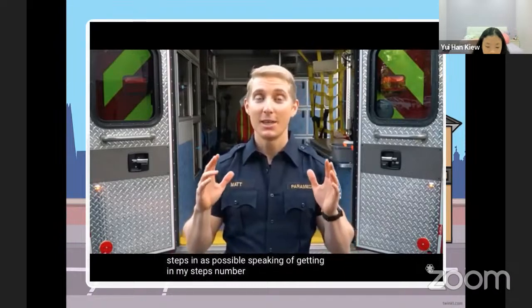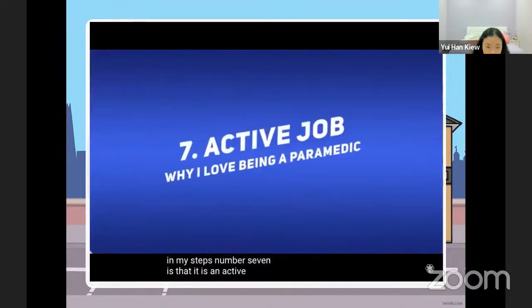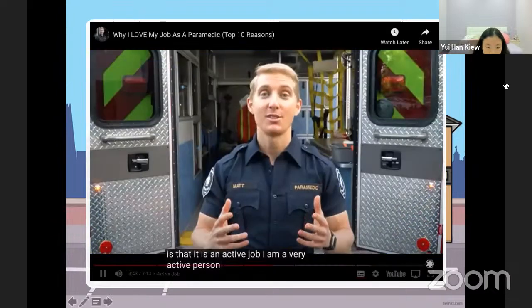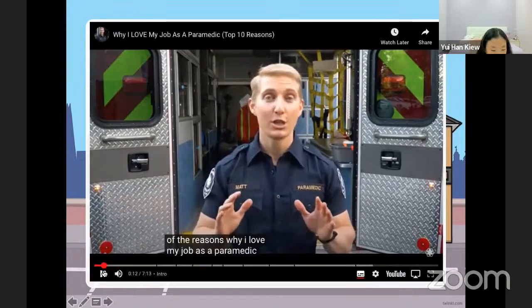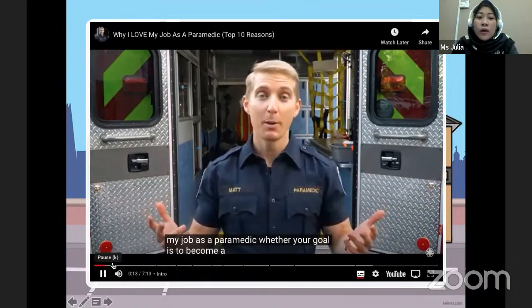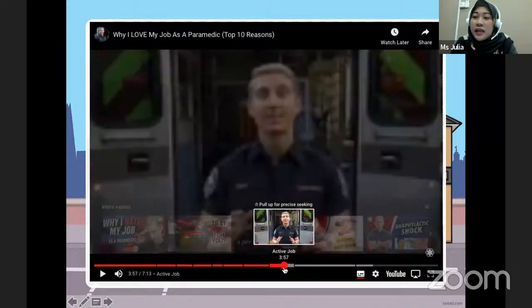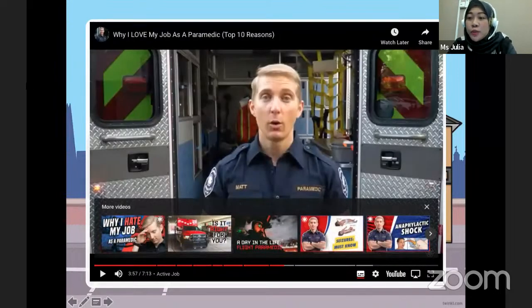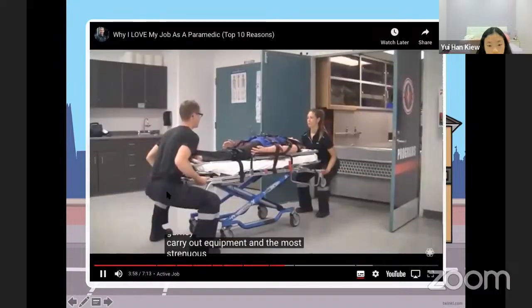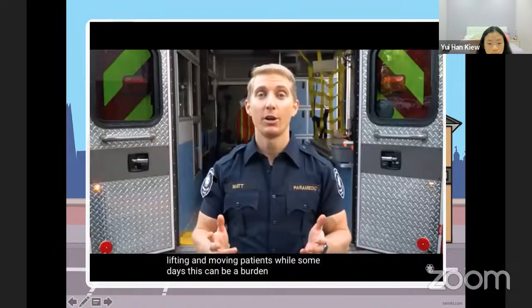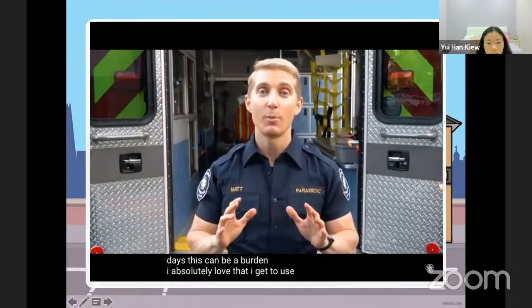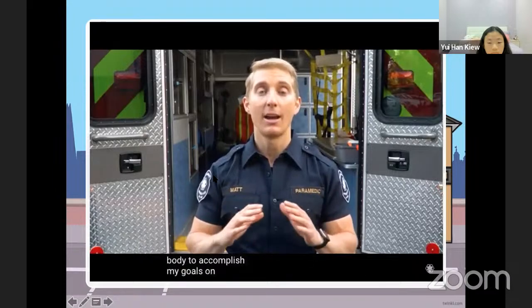Speaking of getting in my steps, number 7 is that it is an active job. I am a very active person, and I try to get at least 2 hours of exercise in every day, which includes a combination. Okay, so another thing he said is that being a paramedic is an active job. So while you're working, you're also exercising, doing your physical activities. Equipment, and the most strenuous of all, lifting and moving patients. While some days this can be a burden, I absolutely love that I get to use my body to accomplish my goals on every call.